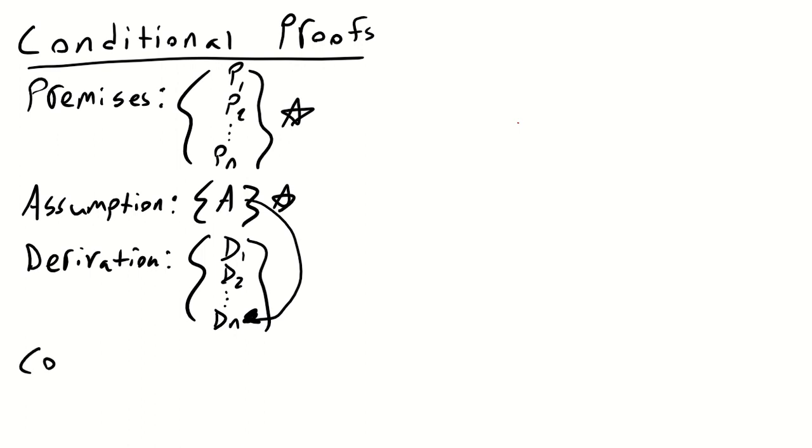So our conclusion is simply that if A, then d sub n. We assume A, we get d sub n. So if A is the case, then d sub n is the case based on our premises and the derivation we got based on that assumption. So it's pretty straightforward. Here's an example.